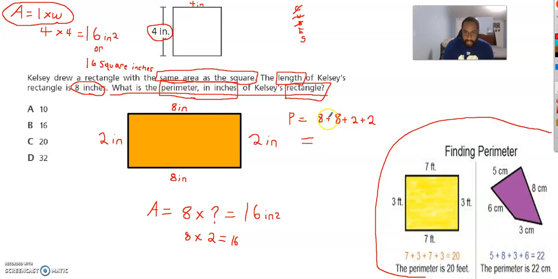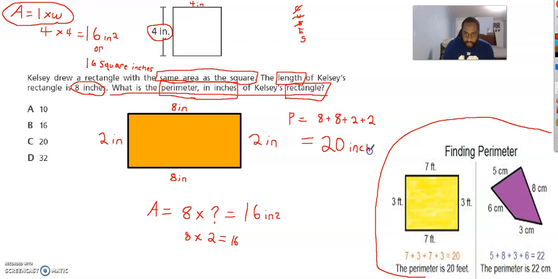Obi. Yes, 8 plus 8 is 16. 16 plus 2 is 18. 18 plus 2 is 20. Remember, what's our unit? We cannot forget our unit. What unit are we using? Alverlin? Yes, inches. All right.